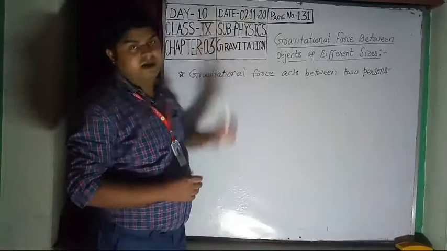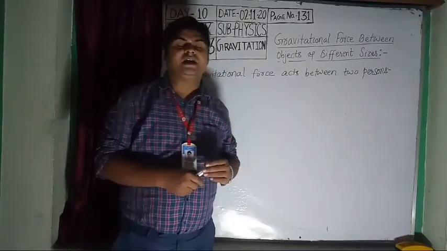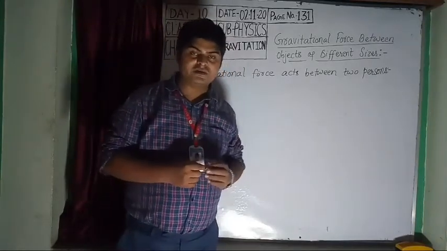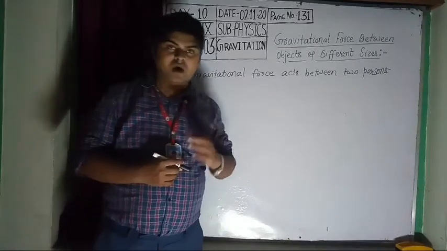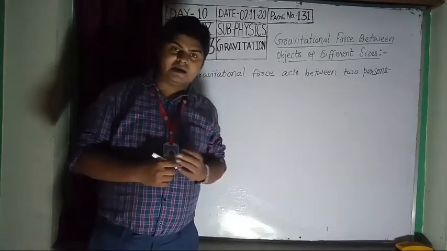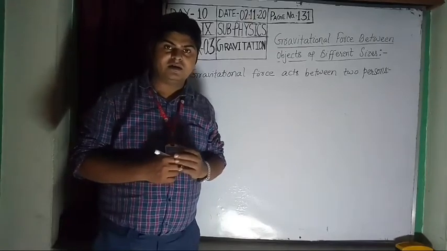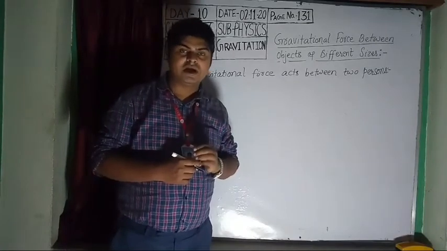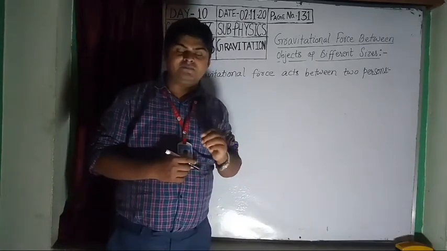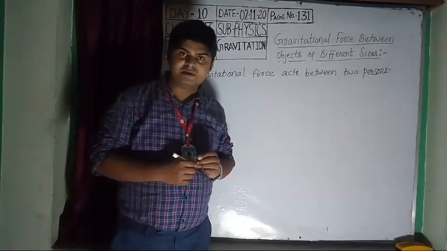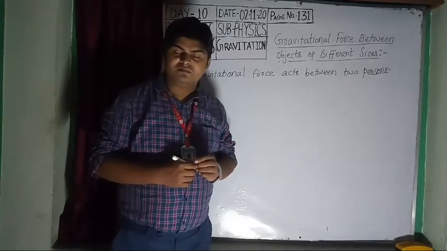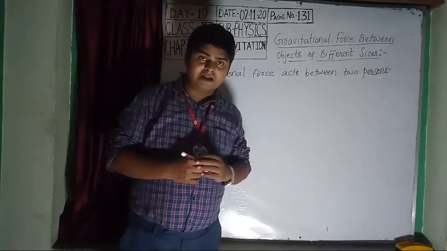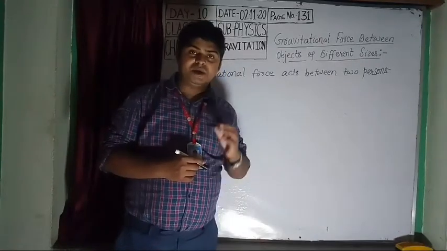Welcome to day 10. As you know, in day 9, I taught you how to find the gravitational force that acts between two objects. In that class, I found the gravitational force between two balls having masses of 0.5 kg each, with a distance of 1 meter between them. Today I will discuss how to find the gravitational force that acts between two persons.